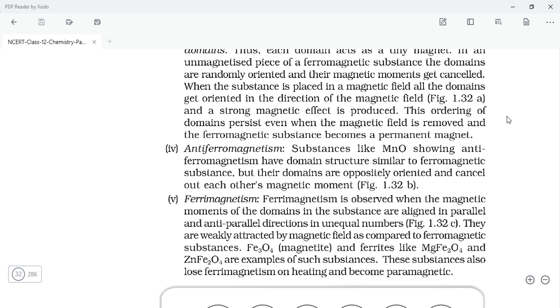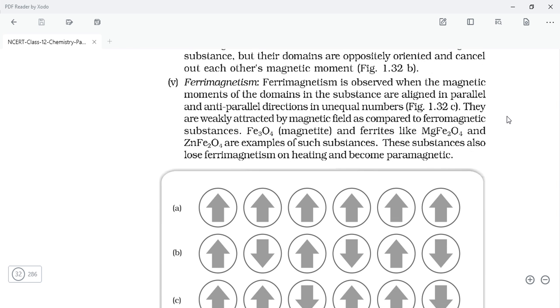Ferrimagnetism is observed when the magnetic moments of the domains in a substance are aligned in parallel and anti-parallel directions in unequal numbers. They are weakly attracted by a magnetic field as compared to ferromagnetic substances. Fe3O4 magnetite and ferrites like MgFe2O4 and ZnFe2O4 are examples of such substances. These substances also lose ferrimagnetism on heating and become paramagnetic.